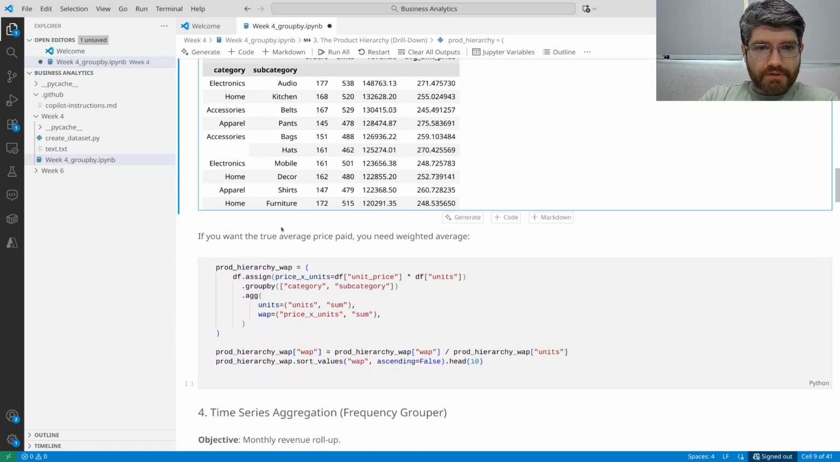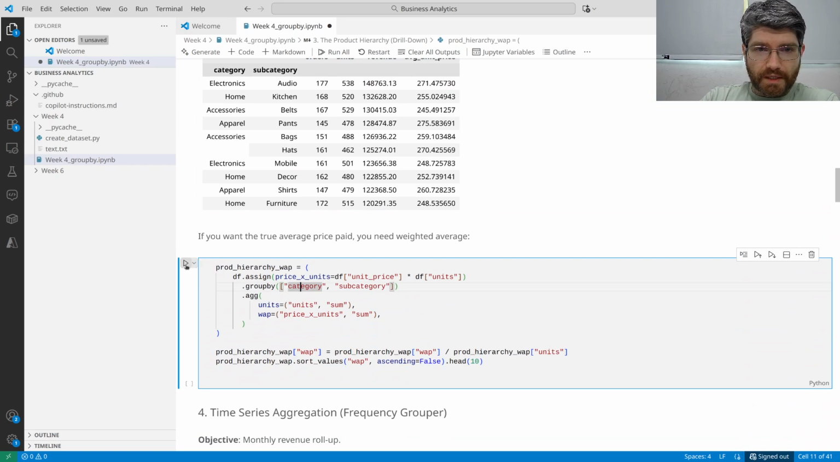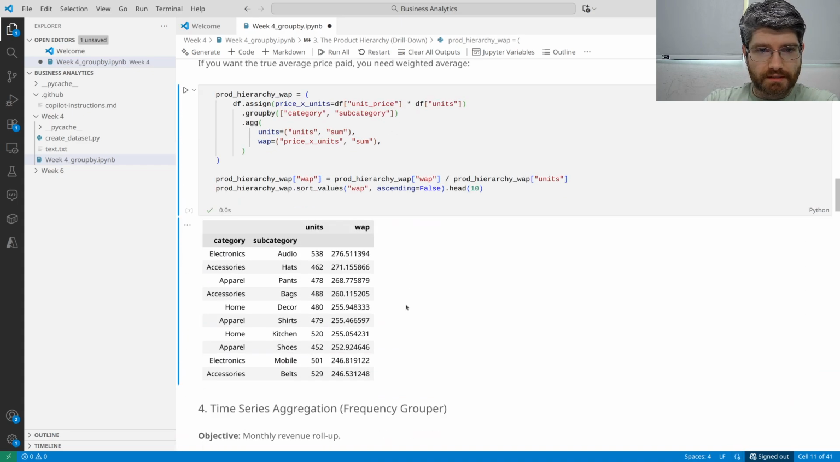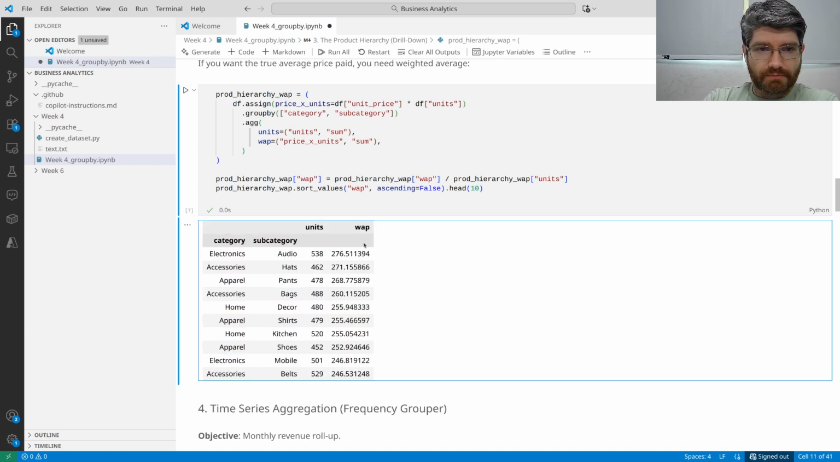The true average price paid, the weighted average, is what distinguishes this. We are going to use an extra helper column, price times units. Let's check. We can see that the weighted average price is presented over here.